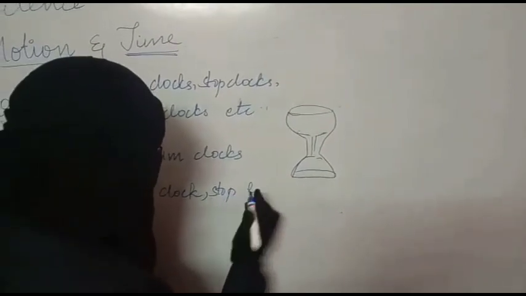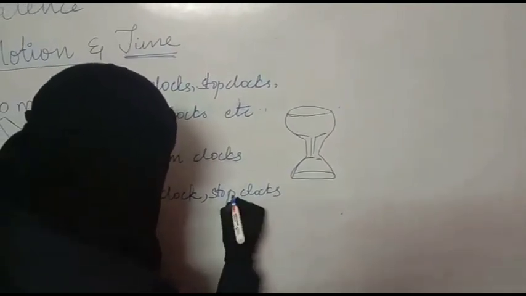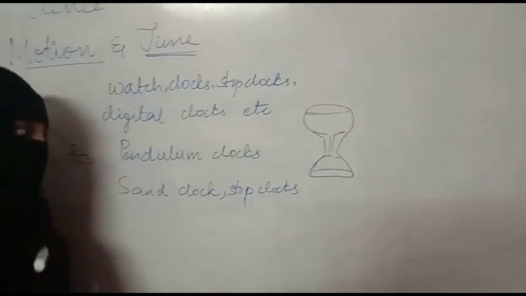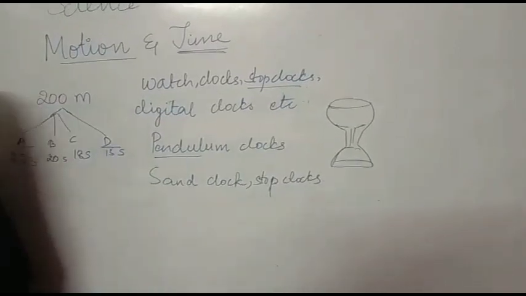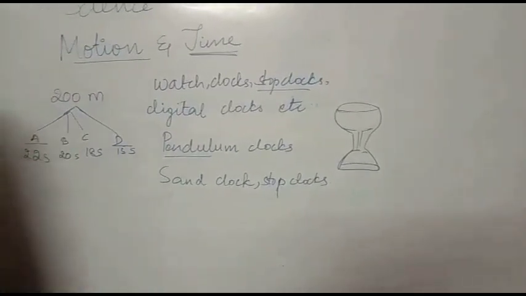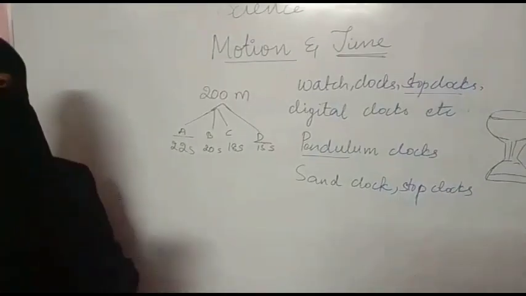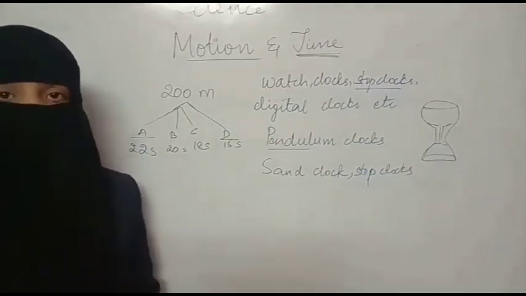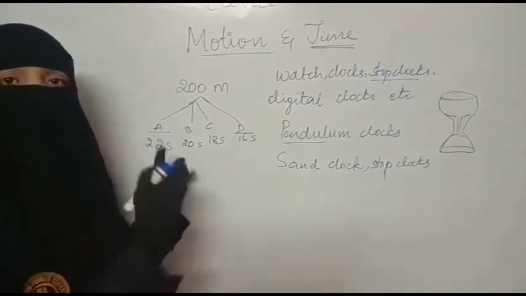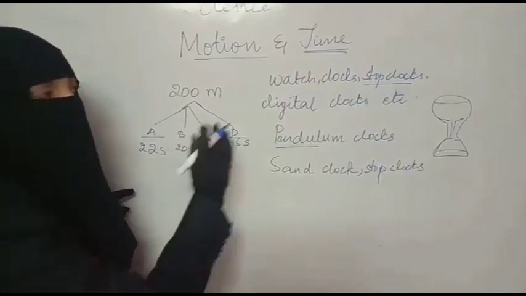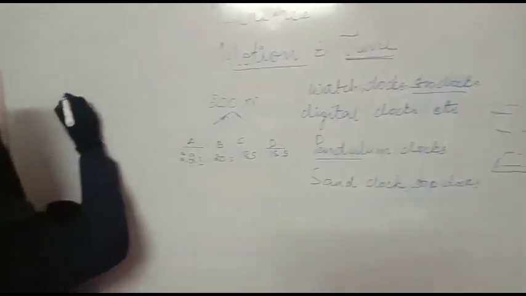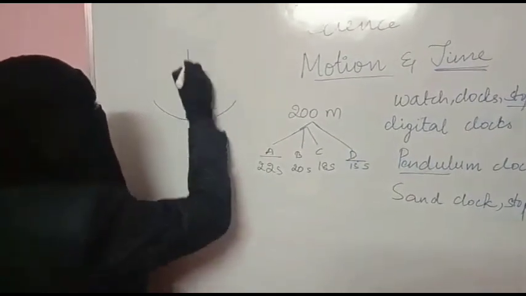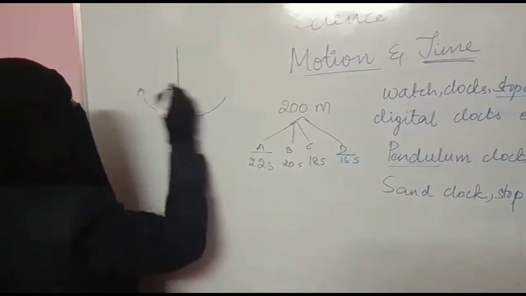So how are these stop clocks useful and how do we use all these things? Nowadays pendulum clocks and stop clocks are used very rarely. Stop clocks are used in laboratories to know how much time is taken to complete a chemical reaction. The stop clock is also used to measure one oscillation. As I said, a pendulum moves from one side to the other side, from A to B.